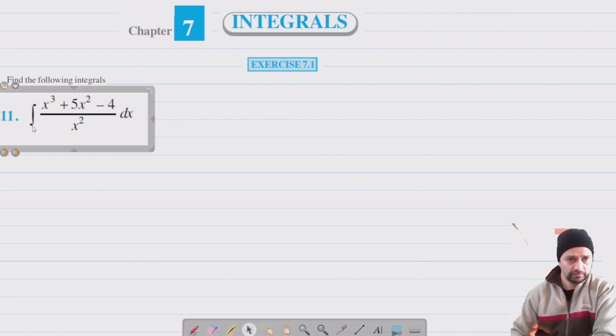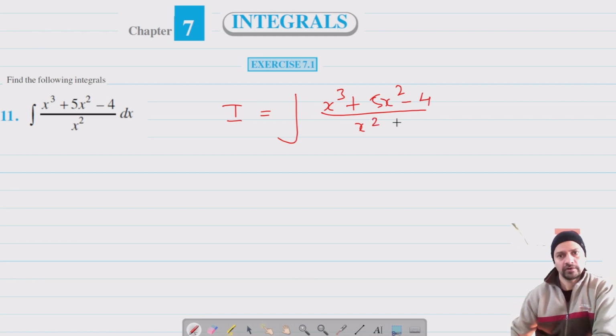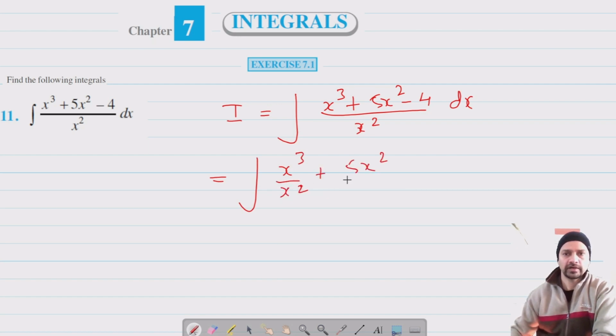Okay, so moving on to question number 11. And we have to find the integral. Let I be the integral of this, and it's (x cubed plus 5x squared minus 4) upon x squared into dx. Try to simplify this. It's x cubed upon x squared plus 5x squared upon x squared minus 4 upon x squared into dx. And this gets cancelled.